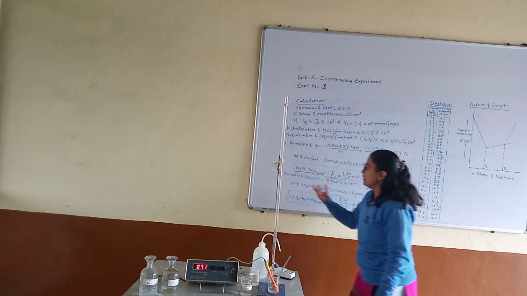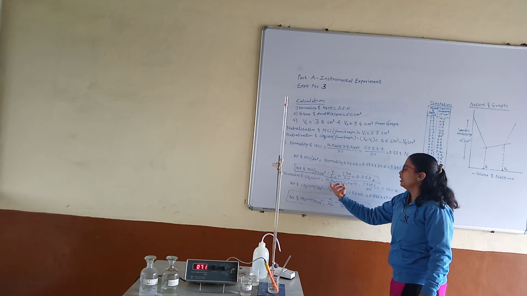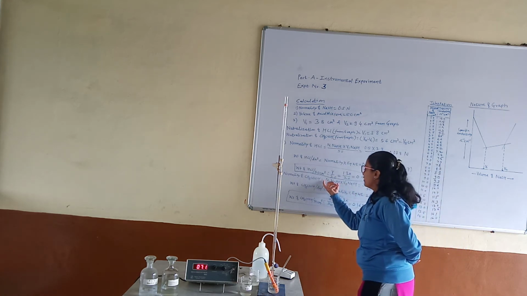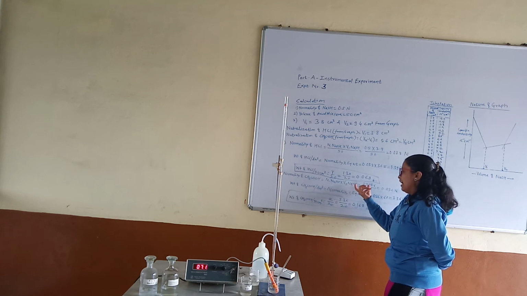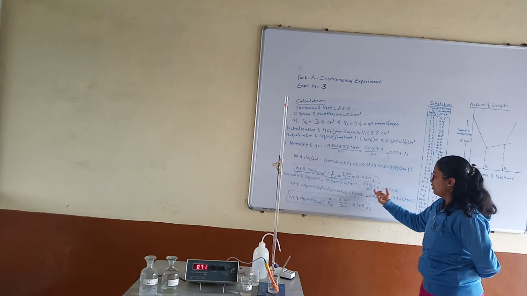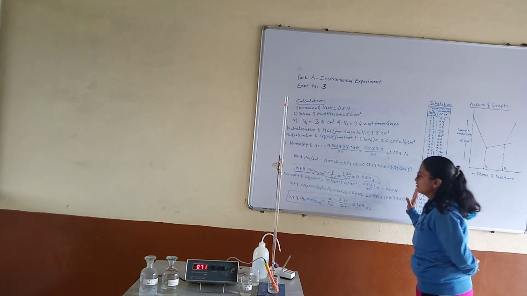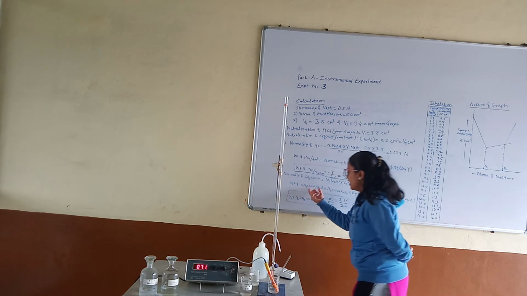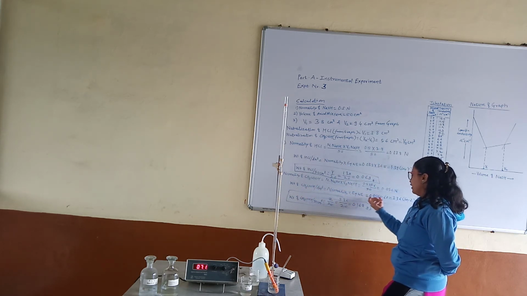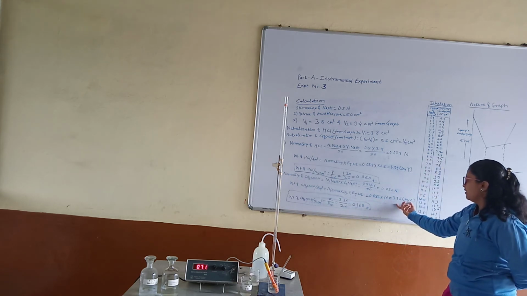Next, normality of acetic acid. The normality of acetic acid is normality of NaOH into volume of NaOH for acetic acid, with the calculation 0.5 into 5.6 divided by 50. Answer is this one. Next, the weight of acetic acid per dm cube is normality into equivalent weight, 0.056 into 60. Answer is 3.36.